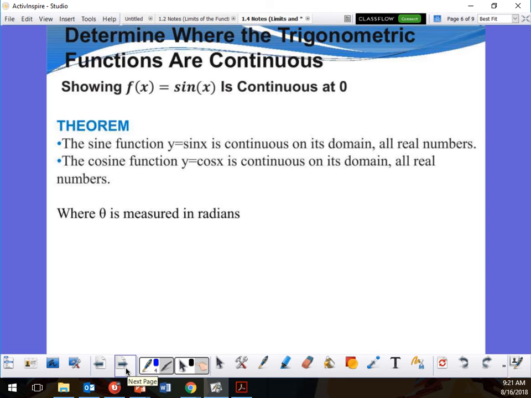All right, determine where trigonometric functions are continuous, showing f of x equals sine x is continuous at 0. The sine function y equals sine x is continuous on its domain, all real numbers, right? It's a wave. The cosine function y equals cosine x is continuous on its domain, all real numbers, right? It's still a wave.